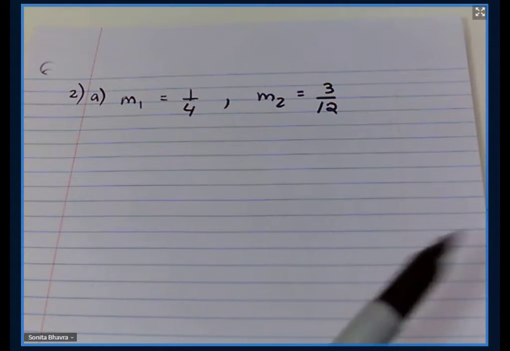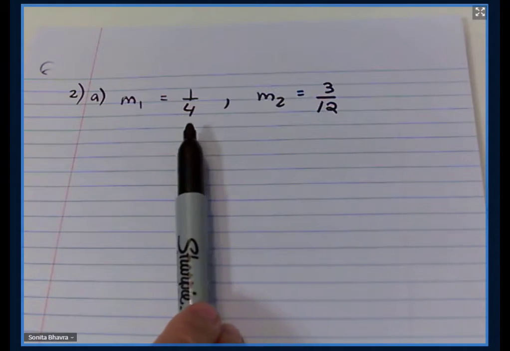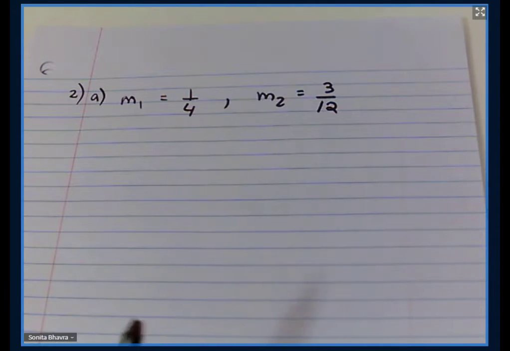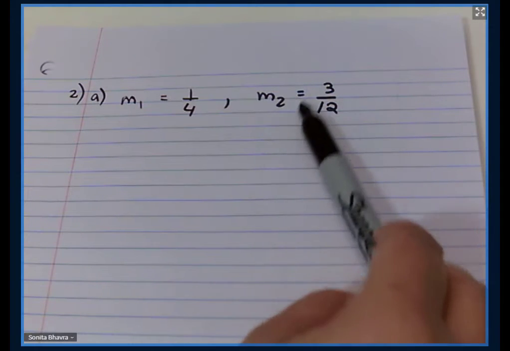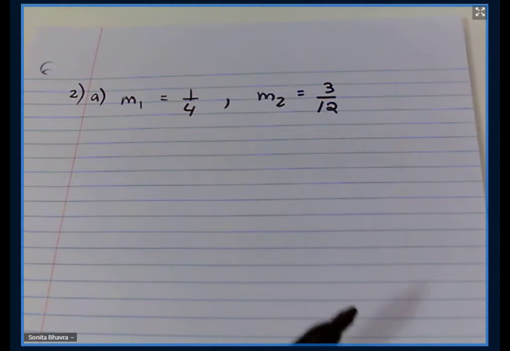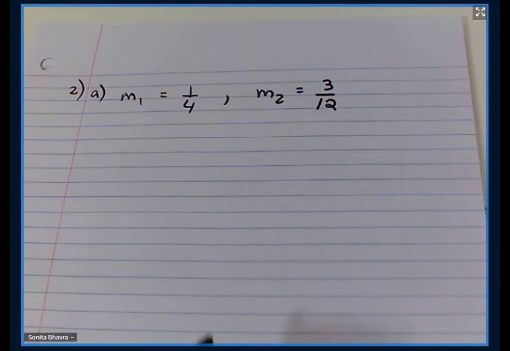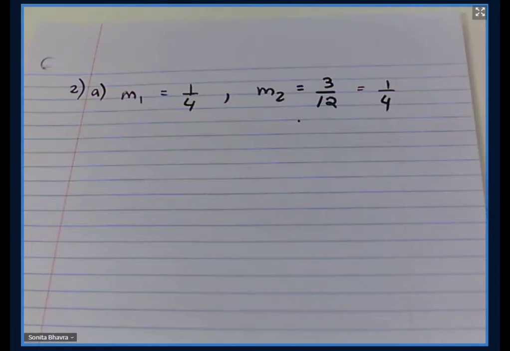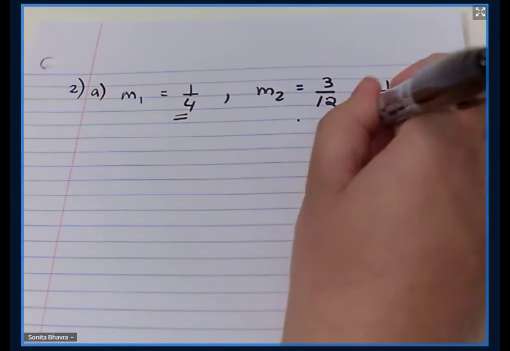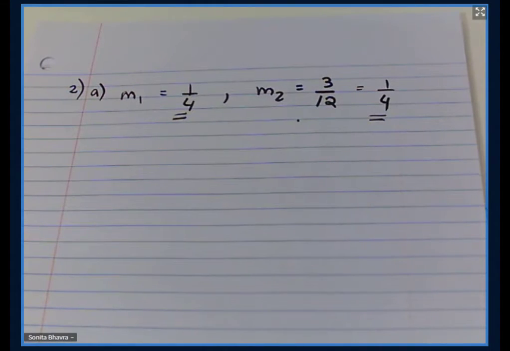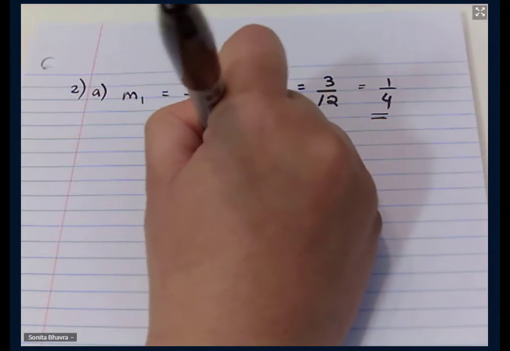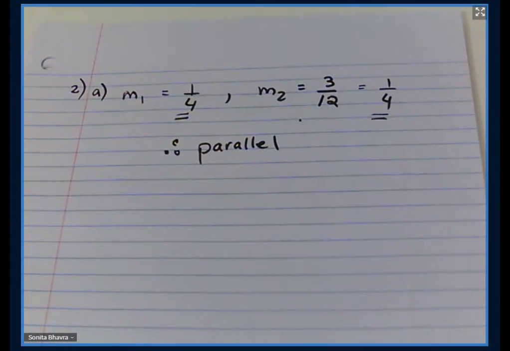All right, so at first glance, you'll see, okay, they look totally different. Maybe they're not parallel or perpendicular. But you have to look at your fraction here, 3 over 12. That can be reduced. If you reduce 3 over 12, that's actually 1 over 4, in reduced form. So now we can see that the slopes are the exact same for line 1 and line 2. So therefore, they are parallel lines.